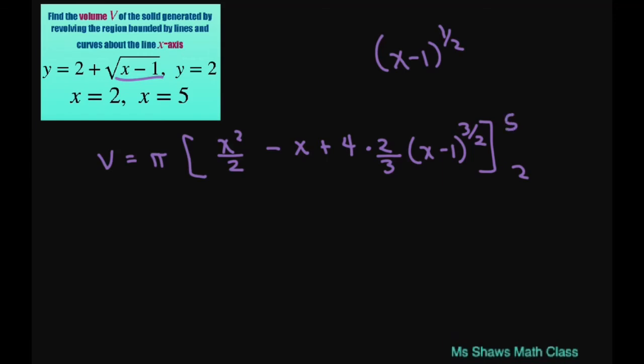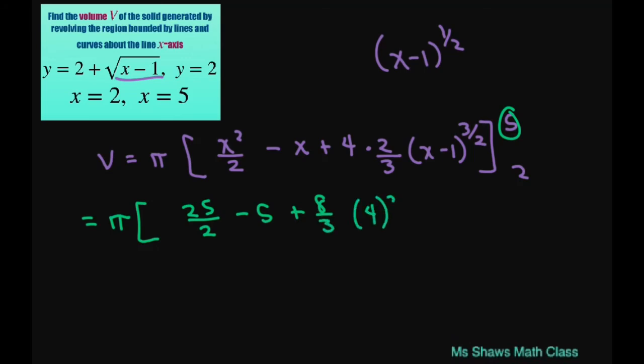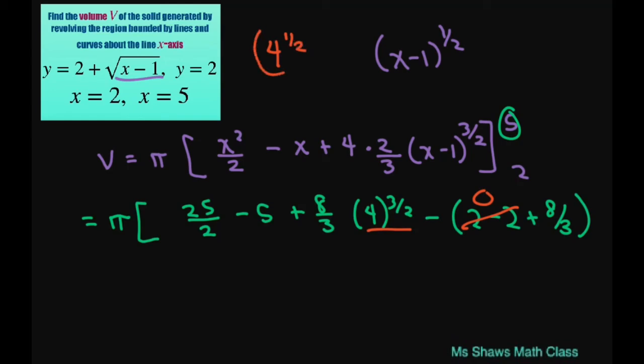All right, so let's see what we get. This is going to equal pi. Now let's use our 5. When you substitute 5, you're going to get 25 divided by 2 minus 5 plus 8 thirds times 4 to the power of 3 halves, minus 2 minus 2 plus 8 thirds. All right, this equals 0. This is the same as 4 to the power of 1 half times 3. So 4 to the 1 half power is 2, cubed. So that's going to be 8.